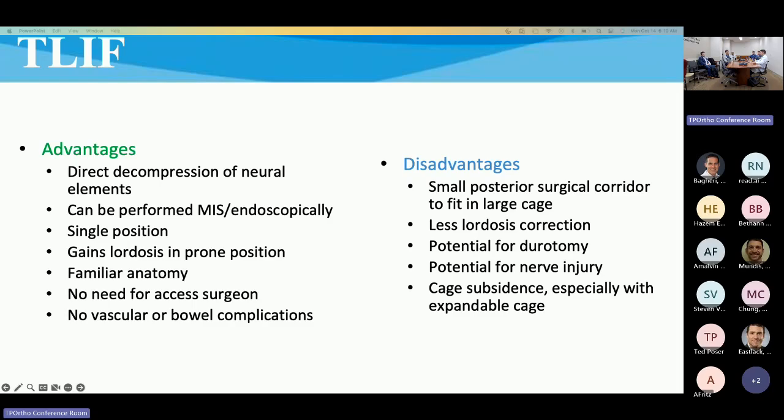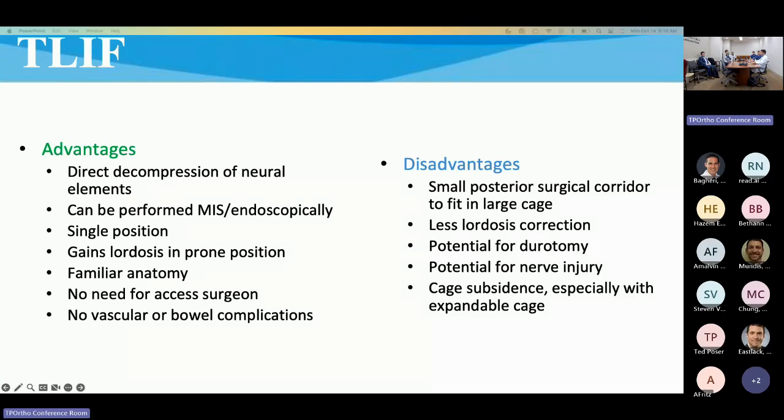Potential for nerve injury. What I mean by that is if you are trying to put in a big graft and you're not thoughtful about usually the exiting nerve root, you can definitely ding the DRG, and that can cause neuropraxia, paresthesias, all that stuff. And then subsidence is an issue, particularly with the in vogue expandable cages, and we'll touch on that a little bit as well.